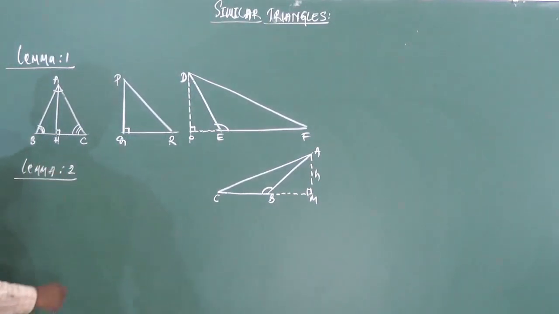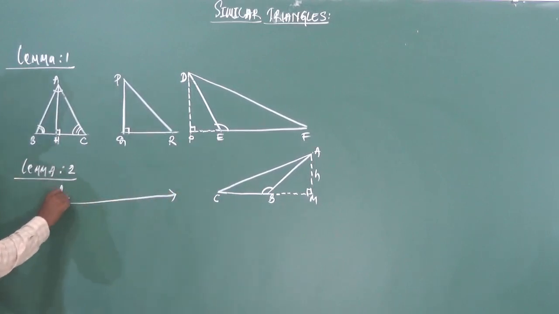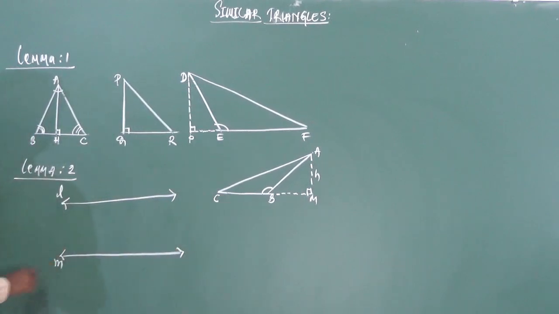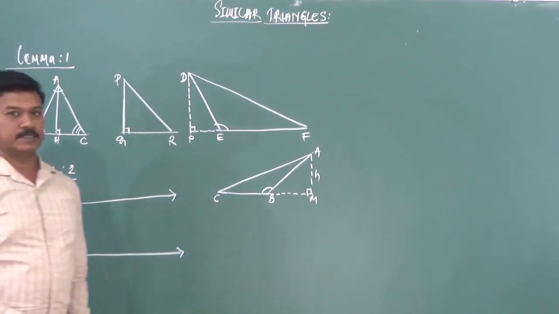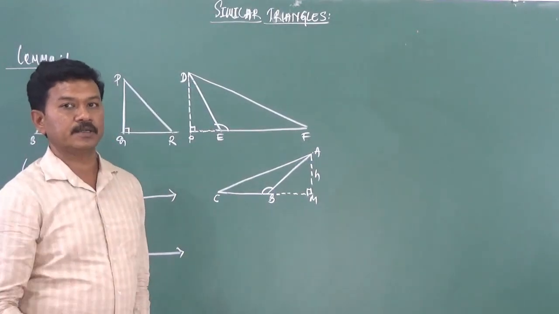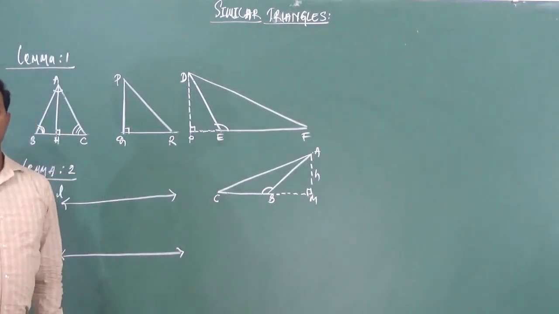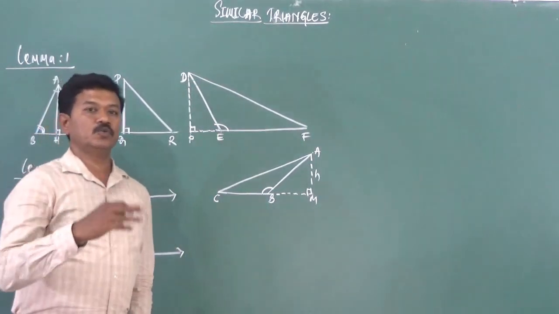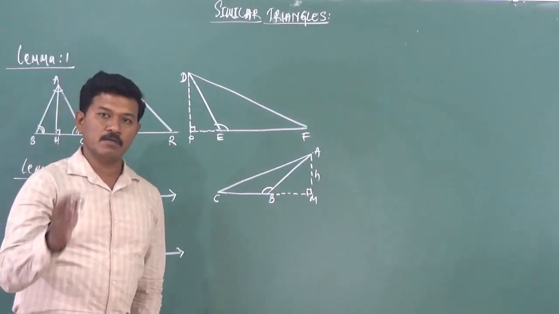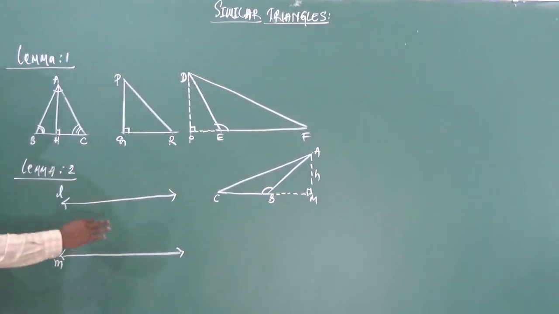Lemma 2. Consider two parallel lines. Let us call this line M. So there are two parallel lines. The two lines which do not meet each other even if they are extended indefinitely are called parallel lines. Or if two lines are drawn in such a way that they do not have any point in common, then they are called parallel lines. So these are the two parallel lines.